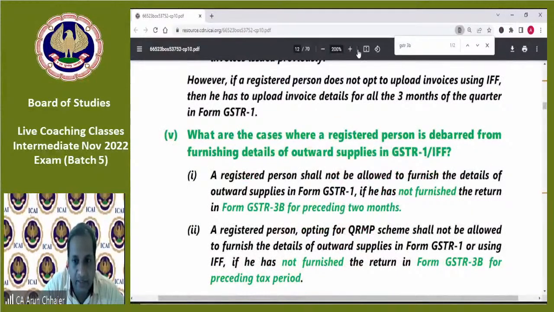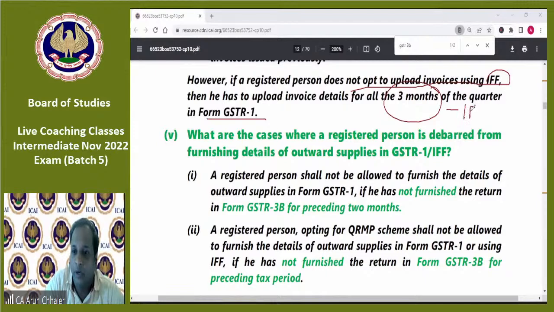If a registered person does not opt to upload the invoices through IFF, then, as I told you, you will add them in the GSTR1. What is the GSTR1? The data of 3 months minus IFF. Whatever details you have opted to enter in IFF, the balance detail you need to add in GSTR1. Suppose you have opted not to enter any detail, not to file IFF, then everything has to be added in the GSTR1.